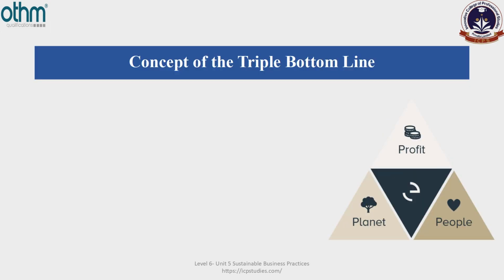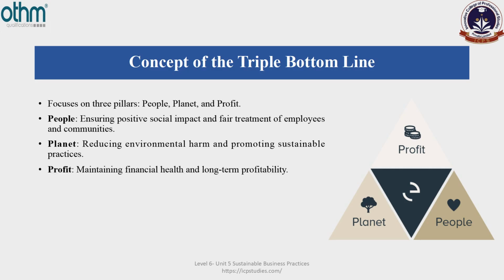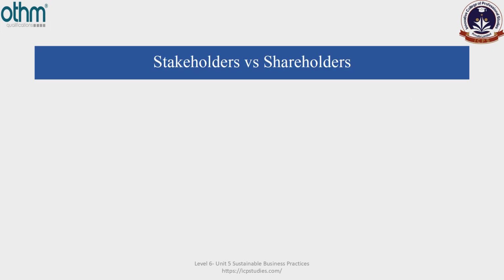So first we have the concept of triple bottom line. It focuses on three pillars, that is people, which means ensuring positive societal impact and fair treatment of employees and communities. Then we have planet, which means reducing environmental harm and promoting sustainable practices. Then we have profit, which means maintaining financial health and long-term profitability. So it all aims for a balance between profitability and ethical responsibilities, and it drives the business to measure their impact on society and environment.